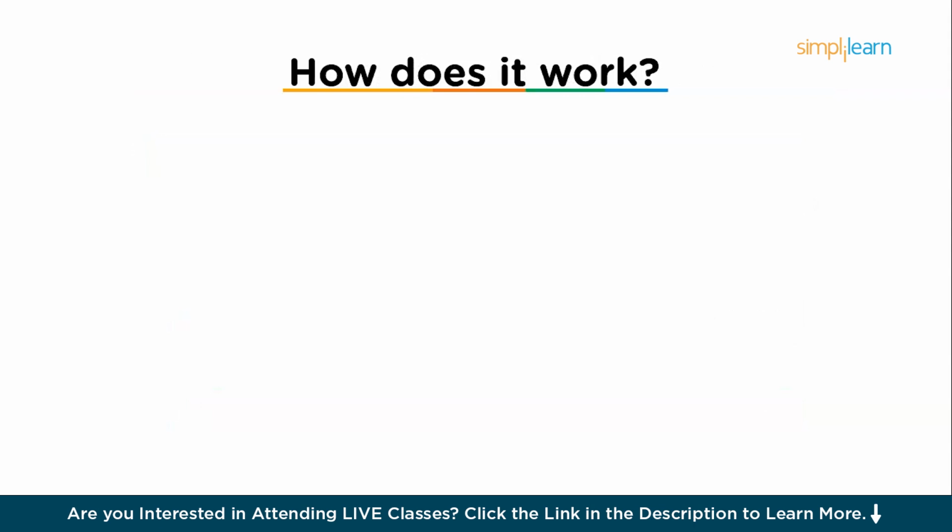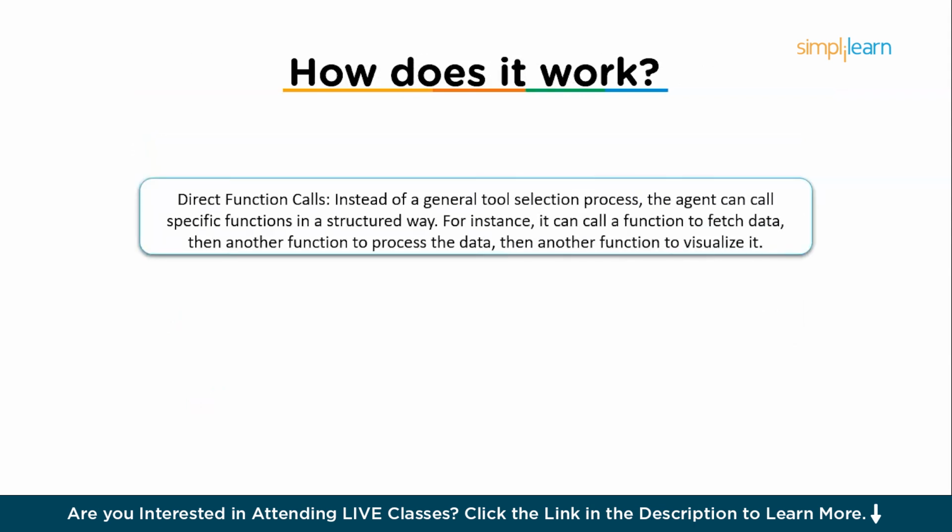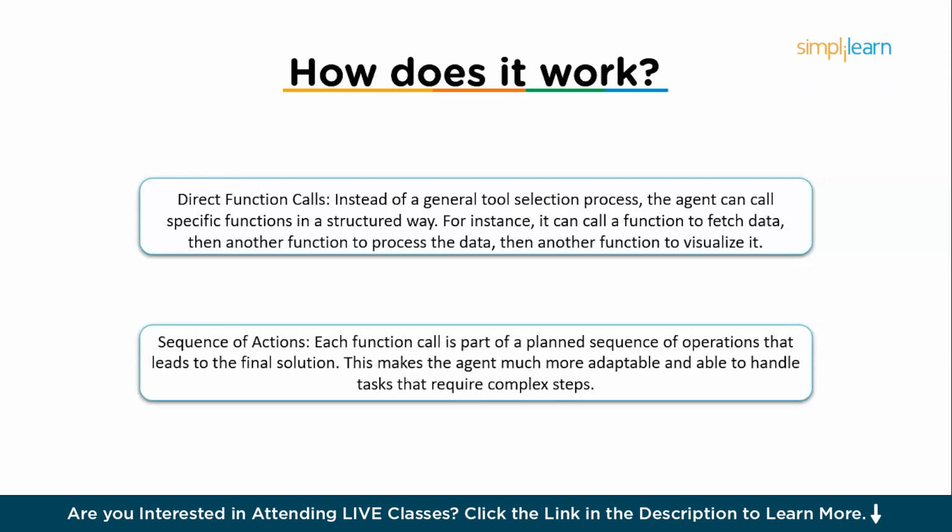Now let us understand how it works. It works through direct functional calls. Instead of a general tool selection process, the agent can call specific functions in a structured way. For instance, it can call a function to fetch data, then another function to process the data, then another function to actually visualize it. Then comes a subsequence of actions. Each function call is a part of a planned subsequence of operations that leads to the final solution. This makes the agent much more adaptable and able to handle tasks that require complex steps.